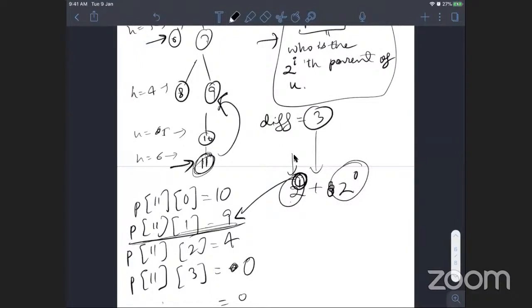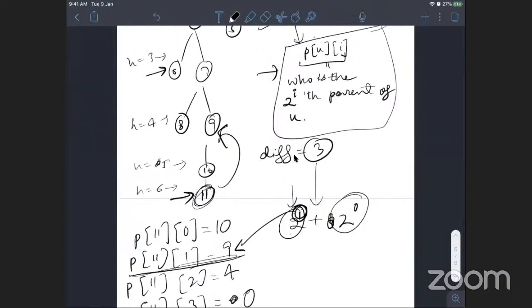I don't understand why you use the greater sign, because technically the node IDs can be jumbled. But otherwise it's correct. Yeah, the idea is correct.